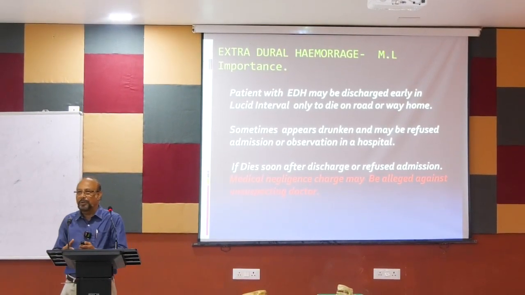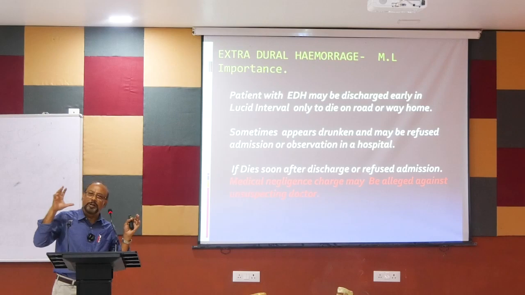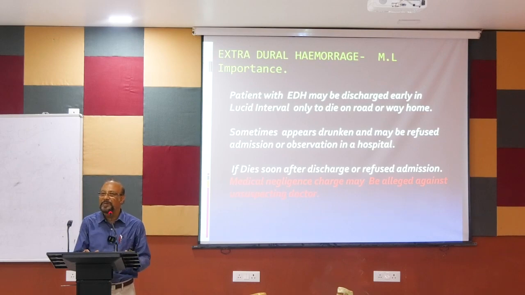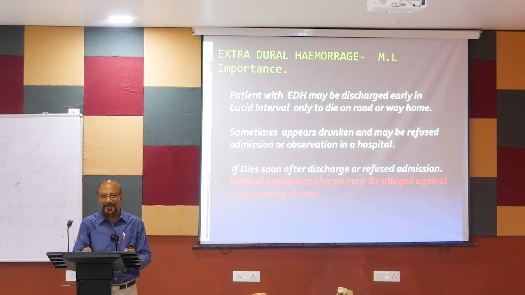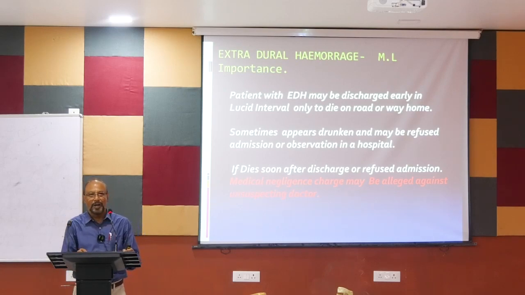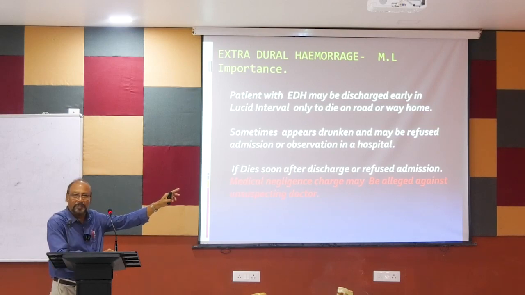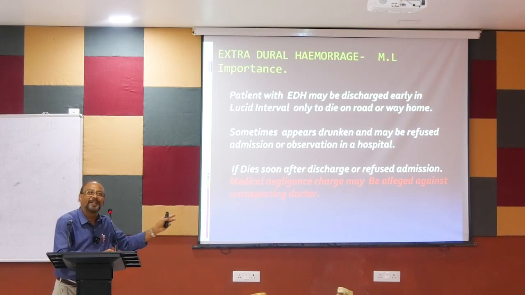Medical legal importance. I have been speaking for so long about why this is important. In forensic medicine, the medical legal importance is that doctors have to protect themselves during their practice while attending patients. So they must not be negligent, they must take care to avoid these possibilities. So what is this? A patient with EDH may be discharged early. I mentioned the NRS Medical College, where the huge mob attacked and no one could escape. So many doctors were attacked. So why the early discharge?